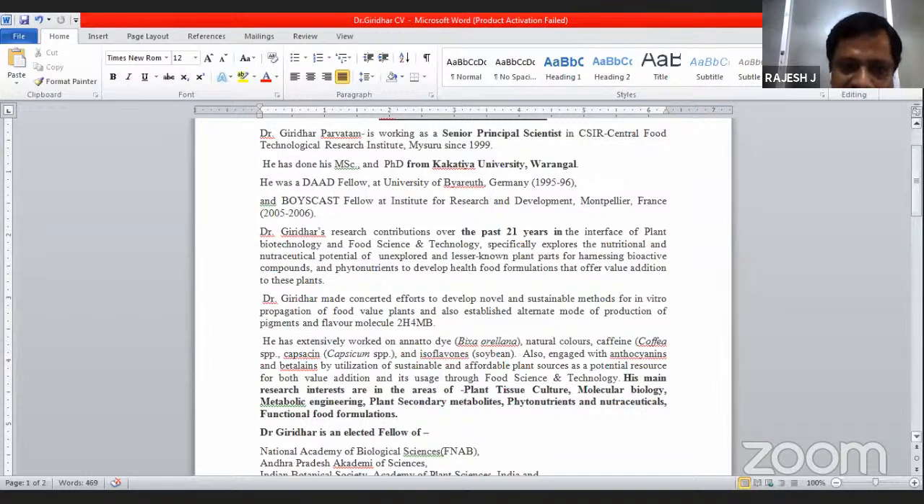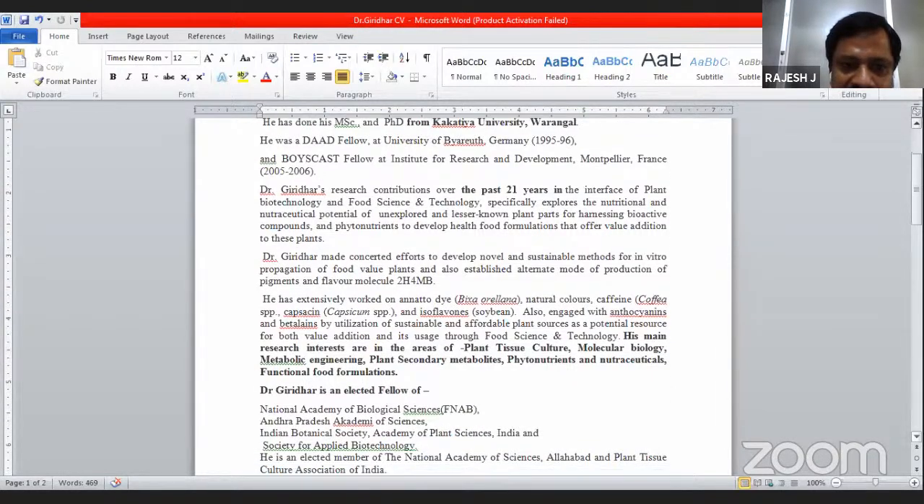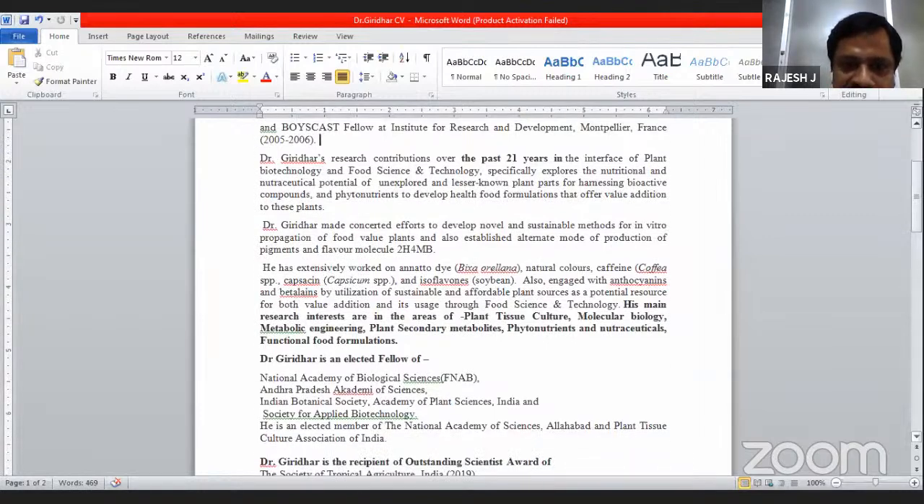He made concerted efforts to develop novel and sustainable methods for the in vitro propagation of food value plants, especially what we see nowadays in the supermarket, functional foods and nutraceuticals. In that area, he has great experience and has extensively worked mainly on isoflavones, anthocyanins and betalains. His areas of interest are plant tissue culture, molecular biology, metabolic engineering and plant secondary metabolites, on which we are hearing his lecture today, apart from phytonutrients, nutraceuticals and functional food formulations.